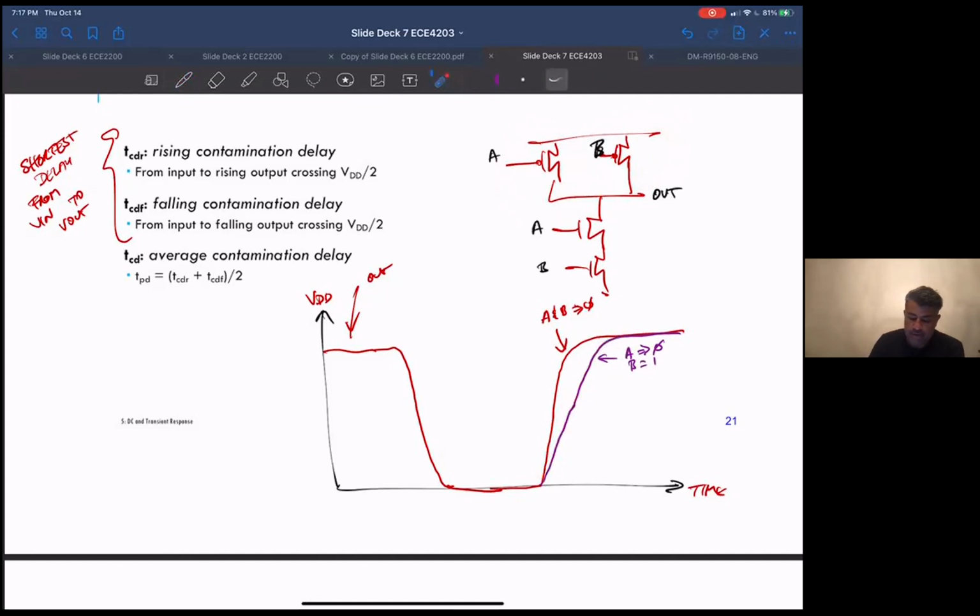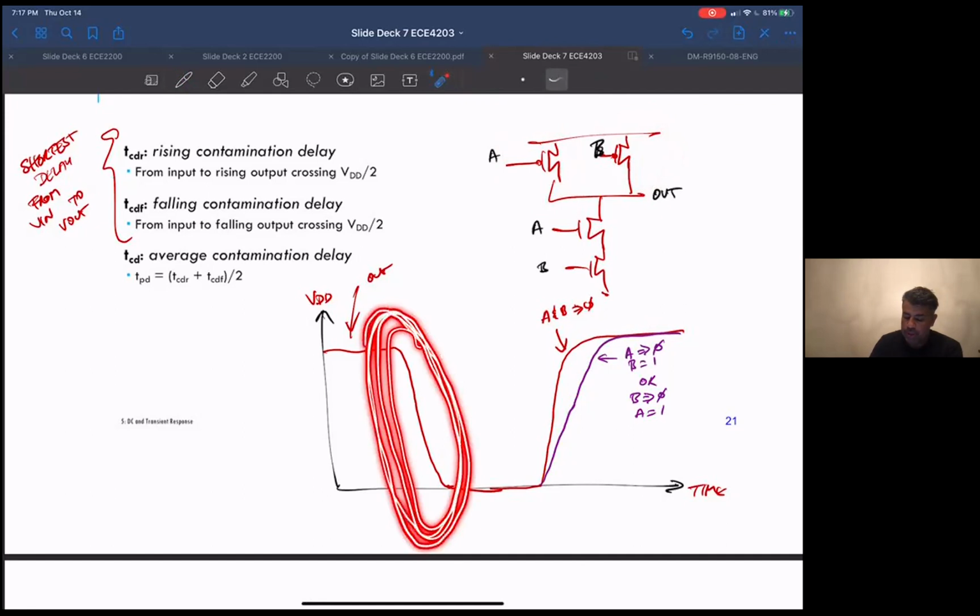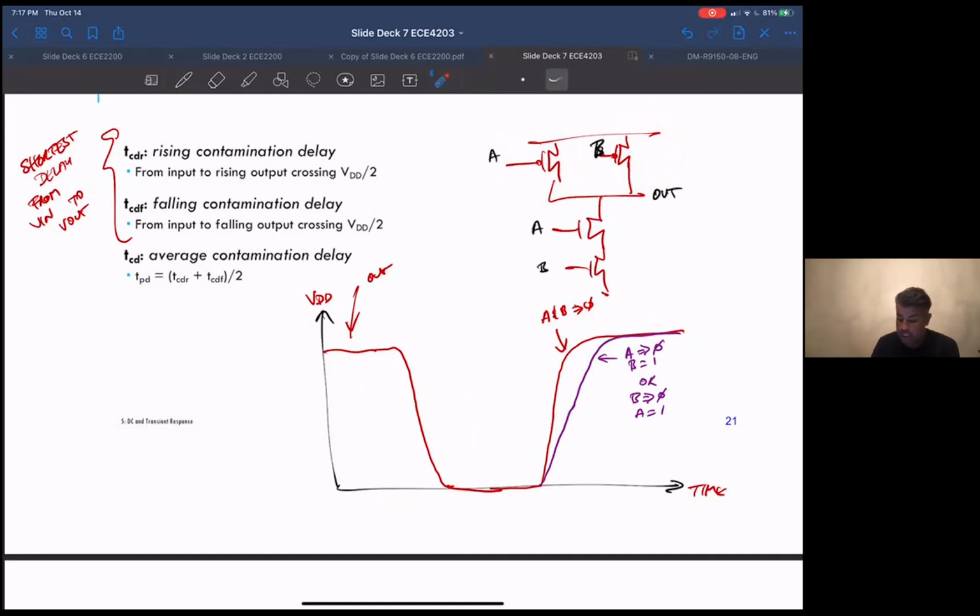And in fact, if the other thing happens, B goes to 0 and A is 1. In either case, you just have one or the other one turning on, so you get a slower transition. So what it looks like is, for this guy, your falling delay, your prop delay and contamination delay are exactly the same thing because there's only one way to get it.